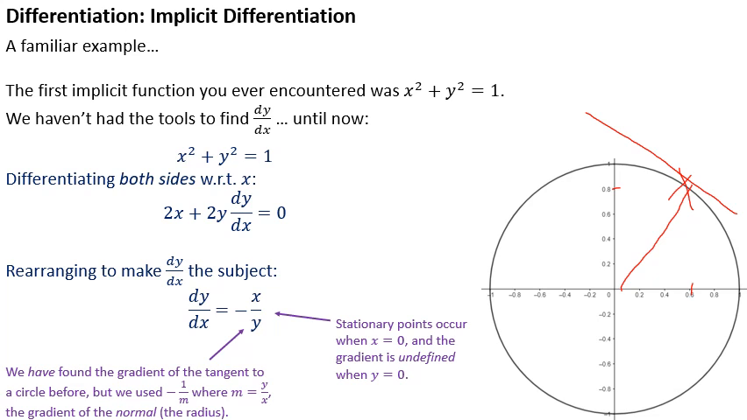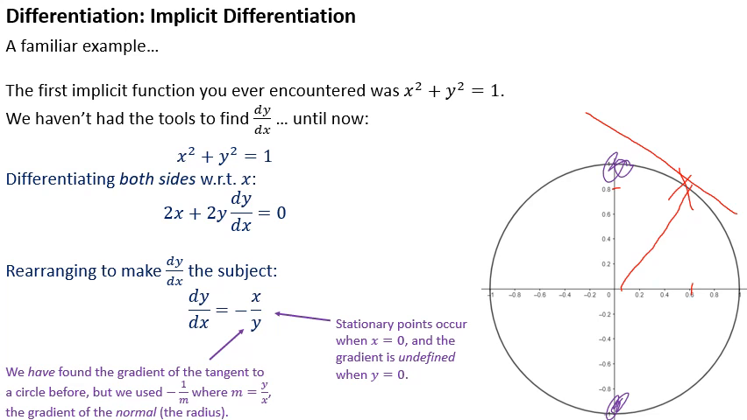And if minus x over y is equal to 0, well, that means x has to be equal to 0. And if you look at the graph where x equals 0, we're at the top of the circle or at the bottom of the circle. Those are the points on the graph that have a gradient of 0. Not only that, but you get a 2 for 1.